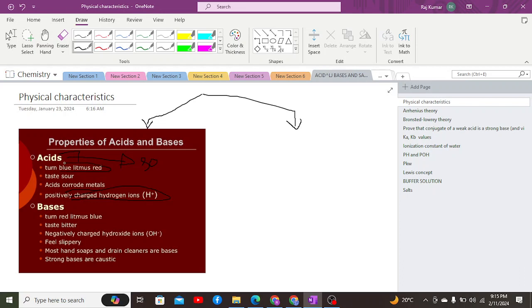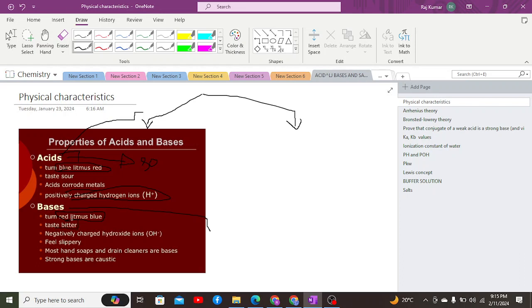And they turn blue litmus red. As well as when it comes to bases, on the other side, acids are corrosive such that they can burn if they are put on a particular object. When it comes to bases, they turn red litmus blue.